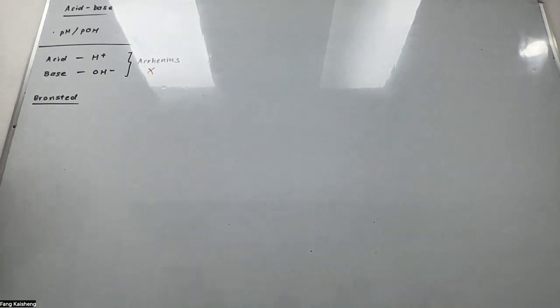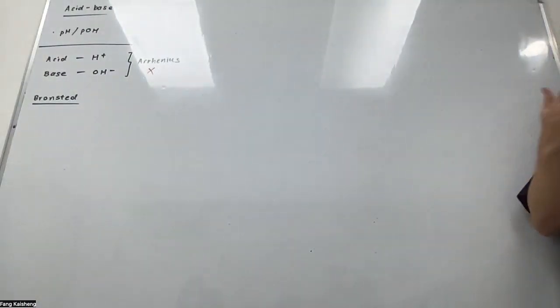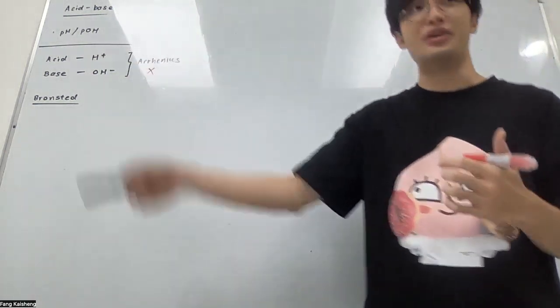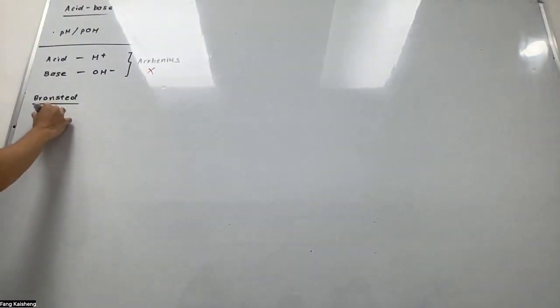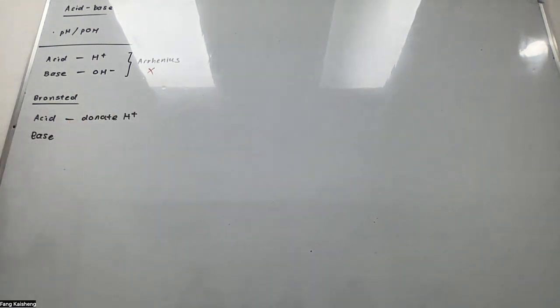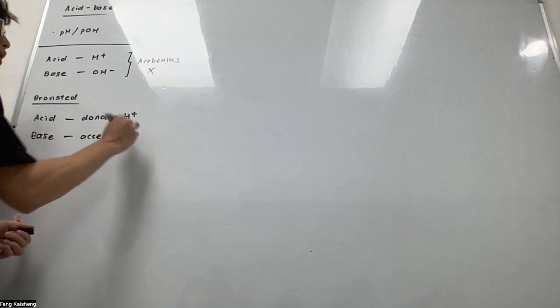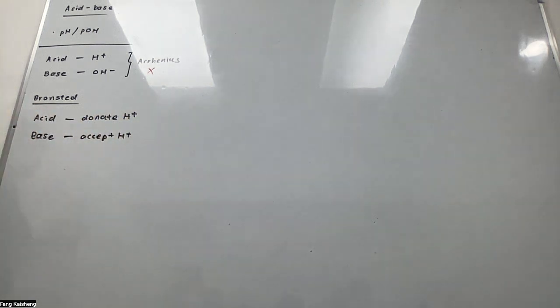Now, why do we have other theories? I hope you all understand that in the entire world, we cannot cover all the definitions of acids and bases just based on this one guy's theory. Some other species can also exhibit acid-base properties. In the Bronsted theory, if a species is able to donate an H+ ion, it can also be considered as an acid. As for a Bronsted base, if you can accept that H+ ion, you're considered a Bronsted base.